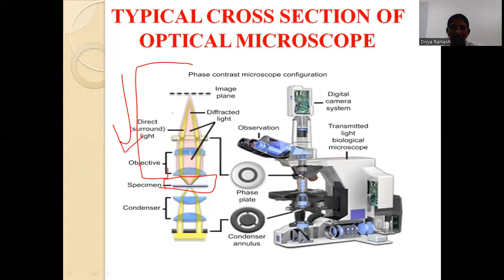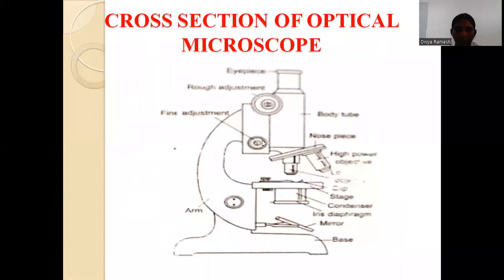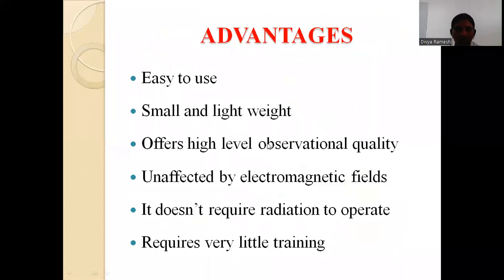Once this is affixed with the digital camera system, which is used to transmit the light in biological microscopes, the digital camera will be used to focus the light. The transmitted light will be focused on the specimen place. The specimen is placed here. That specimen will reproduce an image that can be viewed with the help of some external lenses. This is a cross-sectional view.